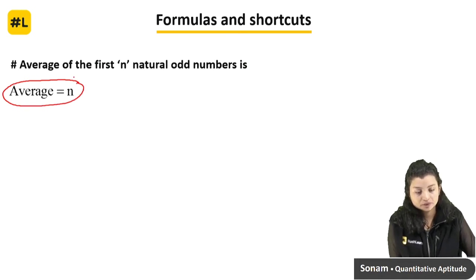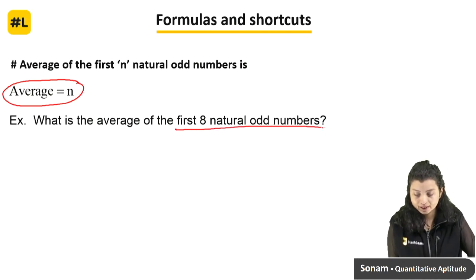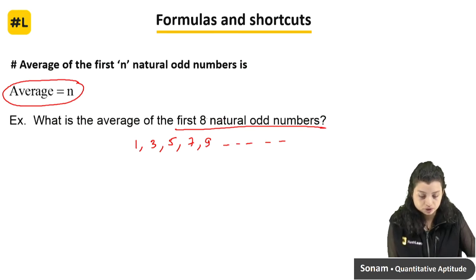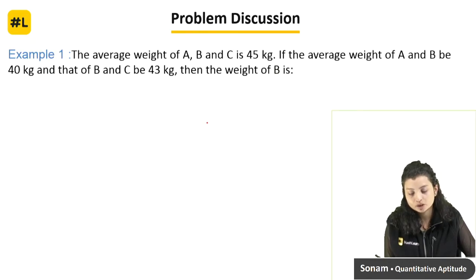Okay, average of first n natural odd numbers is directly n. So the number which is given to you, that will be the answer. So what is the average of first 8 natural odd numbers? First 8 natural odd numbers will be what? 1, 3, 5, 7, 9 and so on, correct? So your answer is directly n, so your answer will be 8, the number itself, correct? So these are some basic small shortcuts and some formulas which will help you to solve the questions faster.